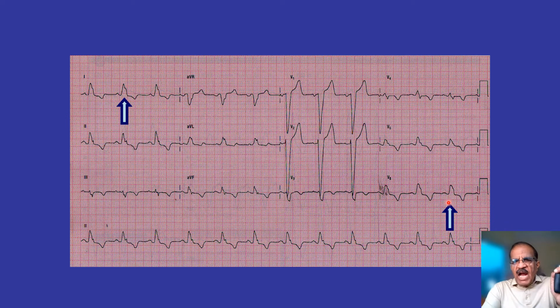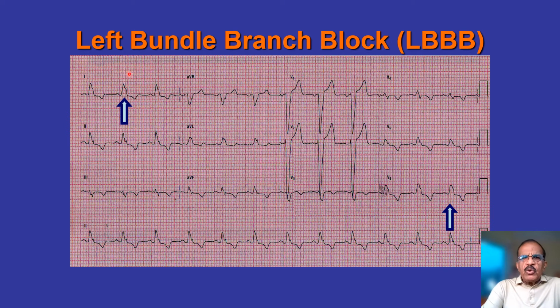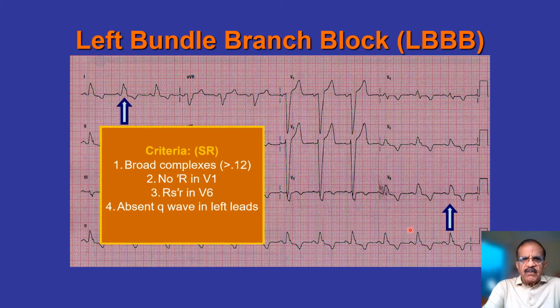In right bundle branch block, we have an RSR pattern in the right-sided lead, which is V1. And in left bundle branch block, we have an RSR pattern in the left-sided lead, which is V6 and also limb lead 1. So the diagnosis in this case is left bundle branch block, and we do not have that RSR pattern in V1. I'm going to list the criteria and explain them further.